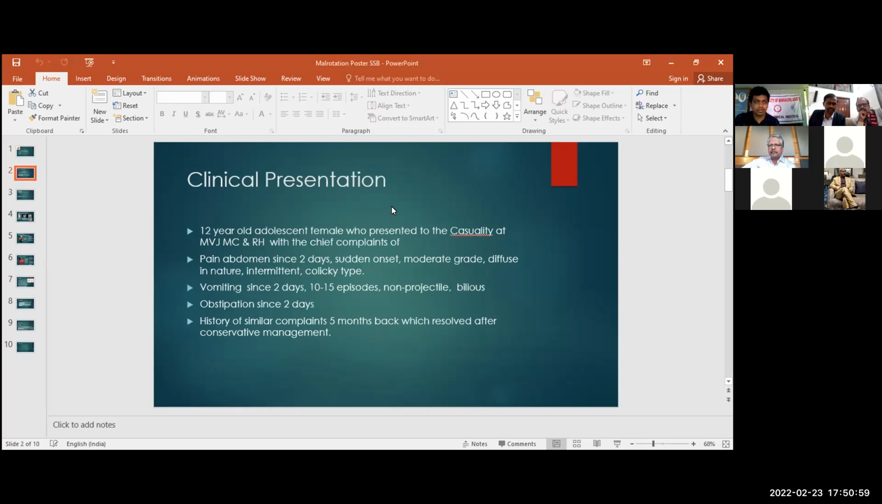A 12-year-old adolescent female presented to the casualty at MVJMC and RH with the chief complaints of pain abdomen since 2 days, sudden onset, moderate grade, diffuse in nature, intermittent, colicky in nature, and vomiting since 2 days.